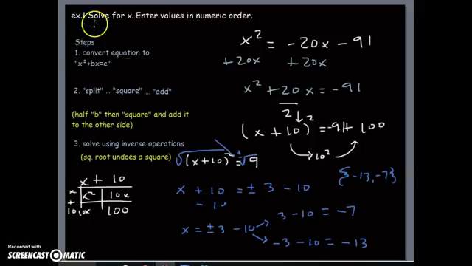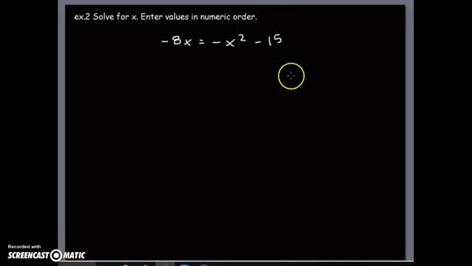Split, square, add. Alright, example number 2. I know the first one was kind of long, but it takes a bit to understand this. Our first step here is to get our squared term and our bx term on the same side. This is a negative squared term. We do not want negative squared terms. It's easier to deal with positives. So let's go ahead and add this to the same side as our x term.